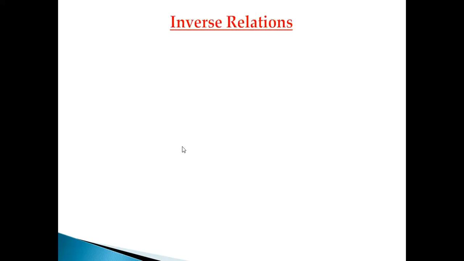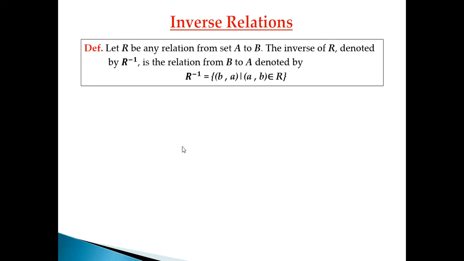Next, inverse relation. So what is the inverse relation? Let R be a relation from A to B. Then R inverse, denoted by R^-1, is the relation from B to A. Means if our relation R is from A to B, then R inverse is a relation from B to A. So the elements of R inverse must be (b,a): if we have (a,b) elements in R, then (b,a) elements will be in R inverse.